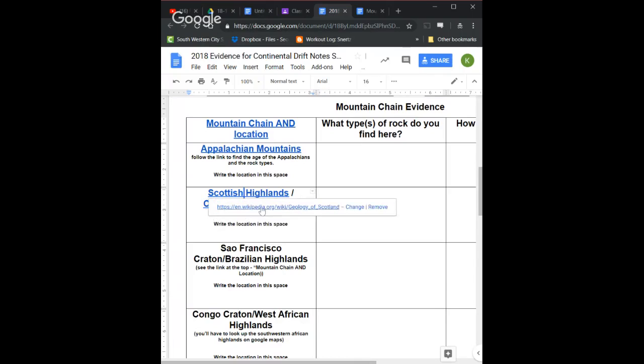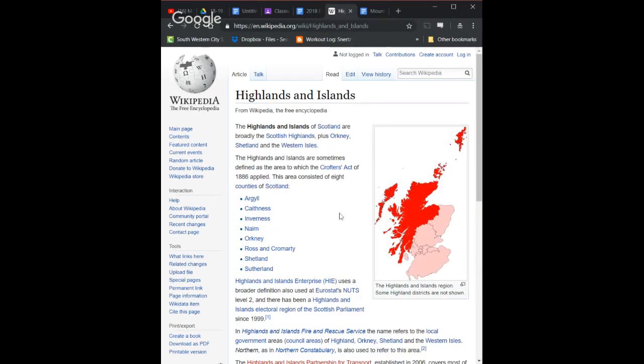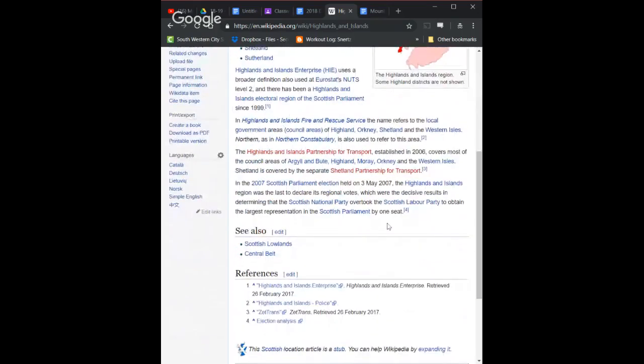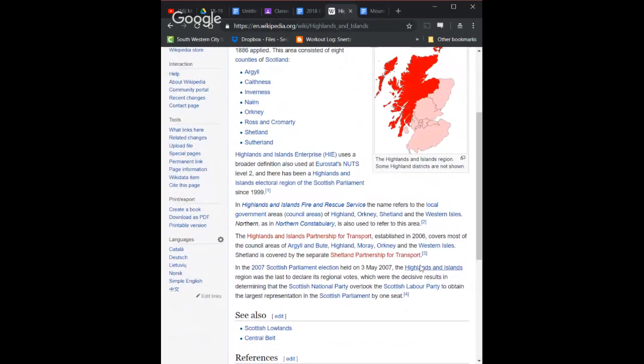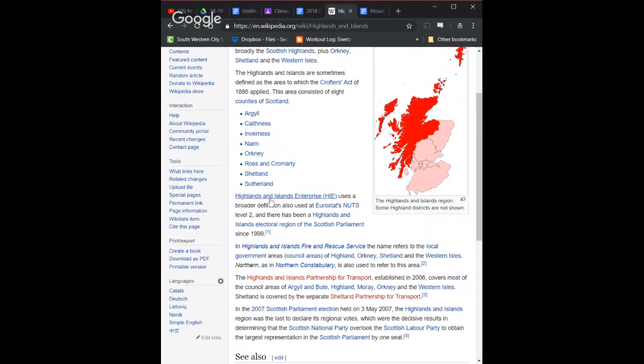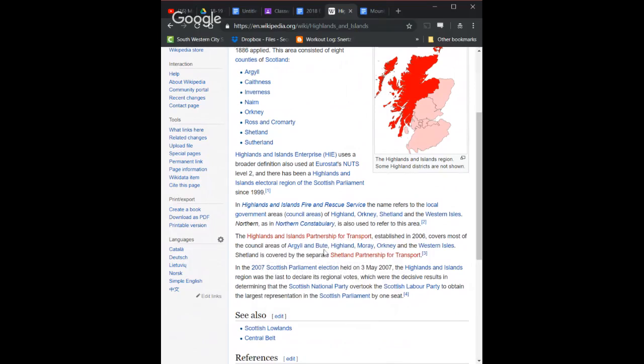Let's see if that information is present in the Geology of Scotland page. Shall we? Okay. Highlands and islands. There we go. That's the stuff we care about right there. We're going to look for the information that we want right in here. Okay? So let's see if we can find something about the type of rocks that are in there. The area consists of these counties, blah, blah, blah. Nope, I didn't see it in there.